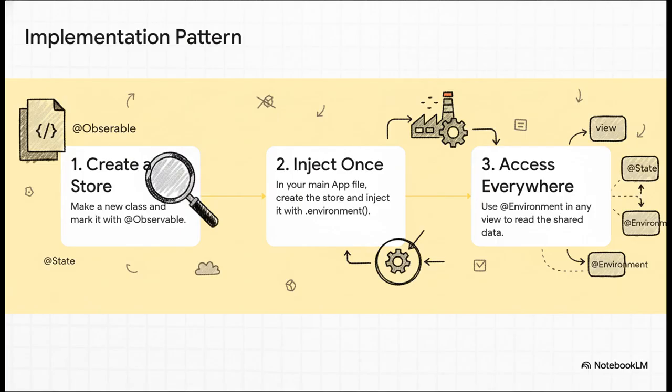Step 1, you create a class for your shared data and you mark it with @observable. Step 2, in your main app file, the very top of your app, you create an instance of that store one time and inject it into the environment. Step 3, now in any view, anywhere that needs that data, you just use the @environment property wrapper to grab it. That's the whole pattern right there.